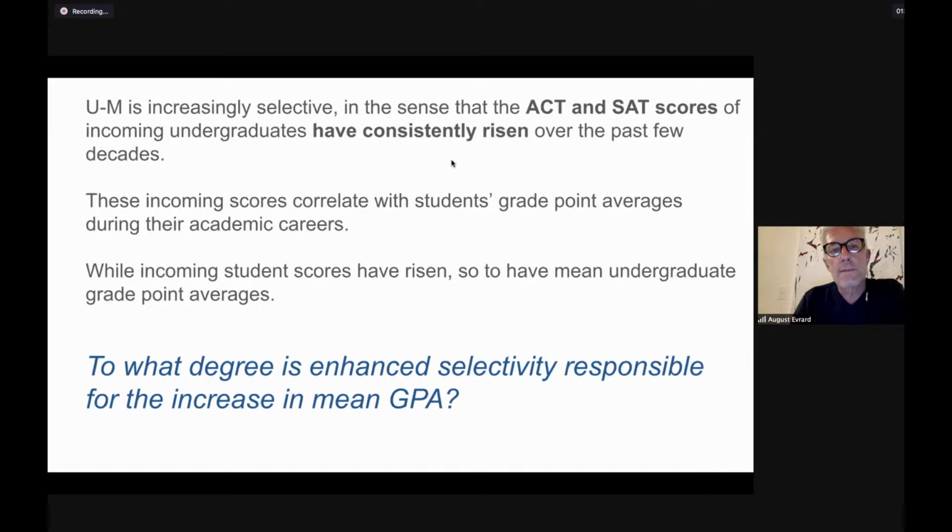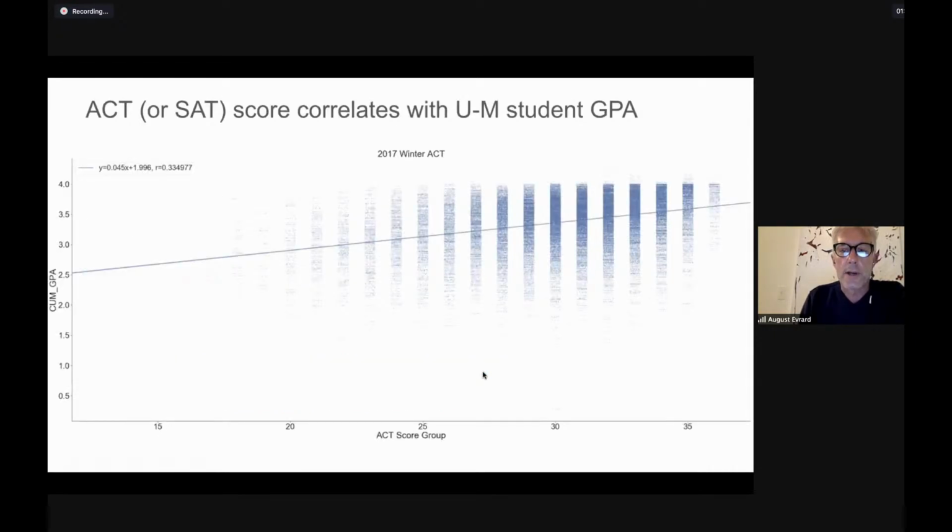So how much of the rise in grades is due to the fact that the students are better versus the faculty maybe making things easier or something, that the faculty are doing. So that's what we're trying to get at, is to understand to what degree has the enhanced selectivity caused rising grades. And the way we're going to go about this is with some statistical games.